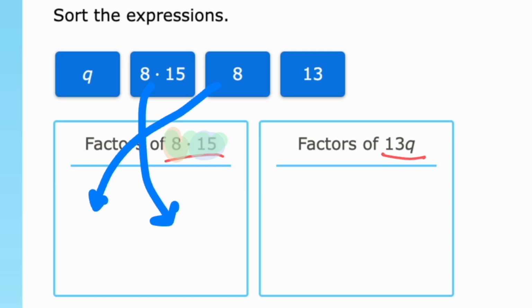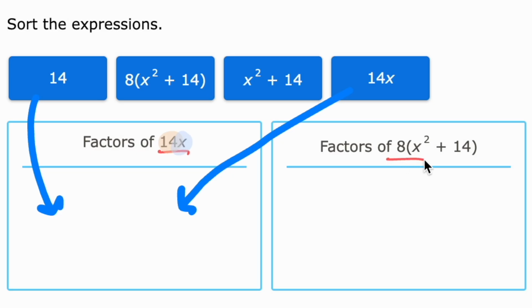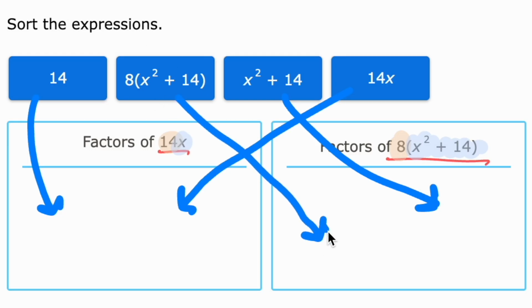And to list all the factors of 13q, we have 13, q, and 13q. Next, for the factors of 14x, we should have 14, x, and 14x. And for the factors of 8 times x squared plus 14, we should have 8, x squared plus 14, and 8 times x squared plus 14.